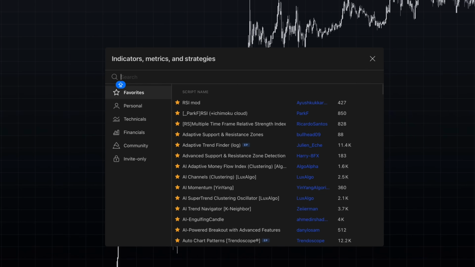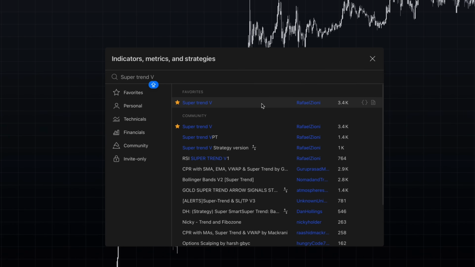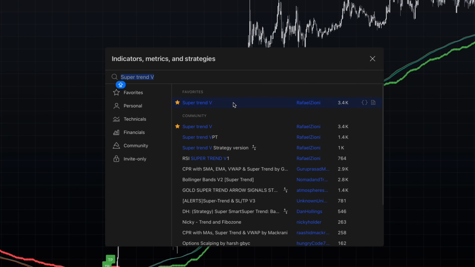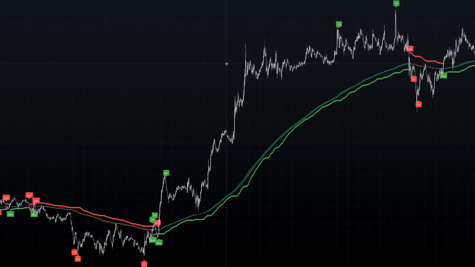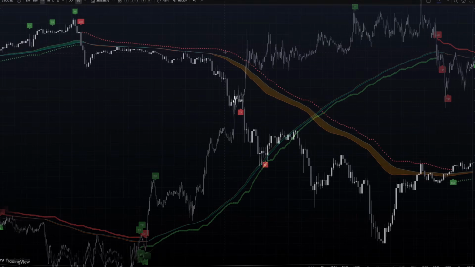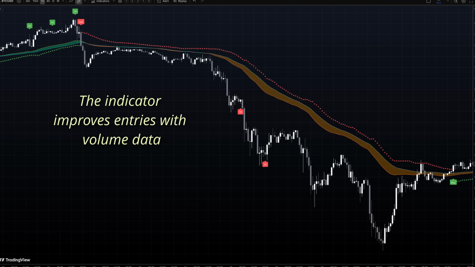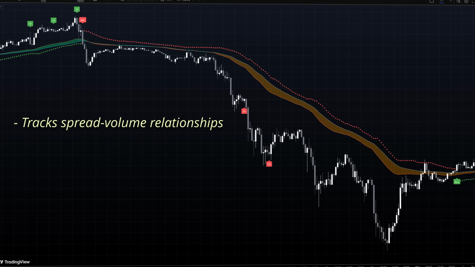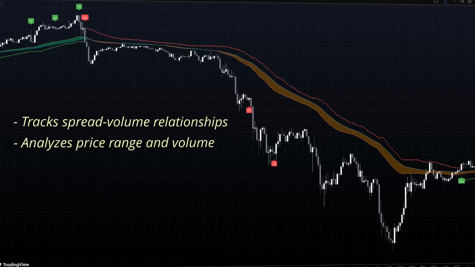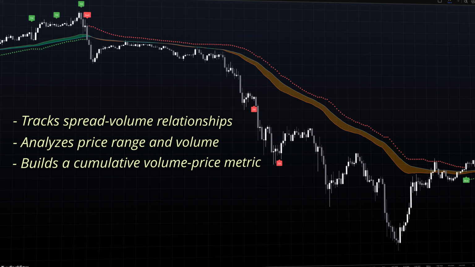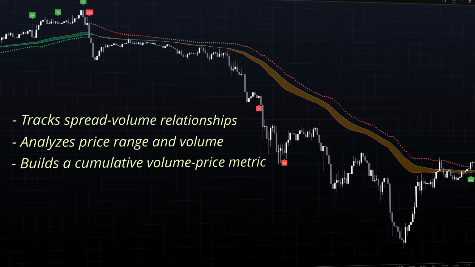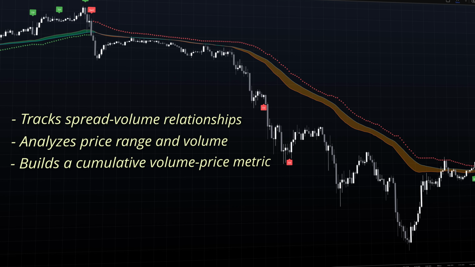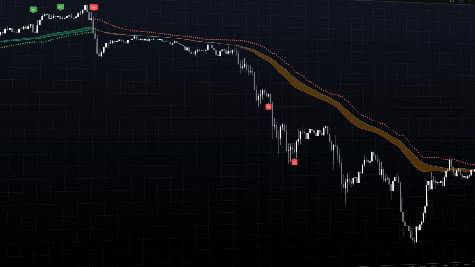Created by Rafael Zioni, this indicator combines volume price trend VPT analysis with a modified supertrend calculation to generate trading signals. The indicator enhances traditional trend following by incorporating volume price relationships into its calculations. The indicator calculates a specialized volume price metric by tracking the relationship between price spreads, high-low ranges, and volume, creating a cumulative measurement that forms the foundation for its signal generation.